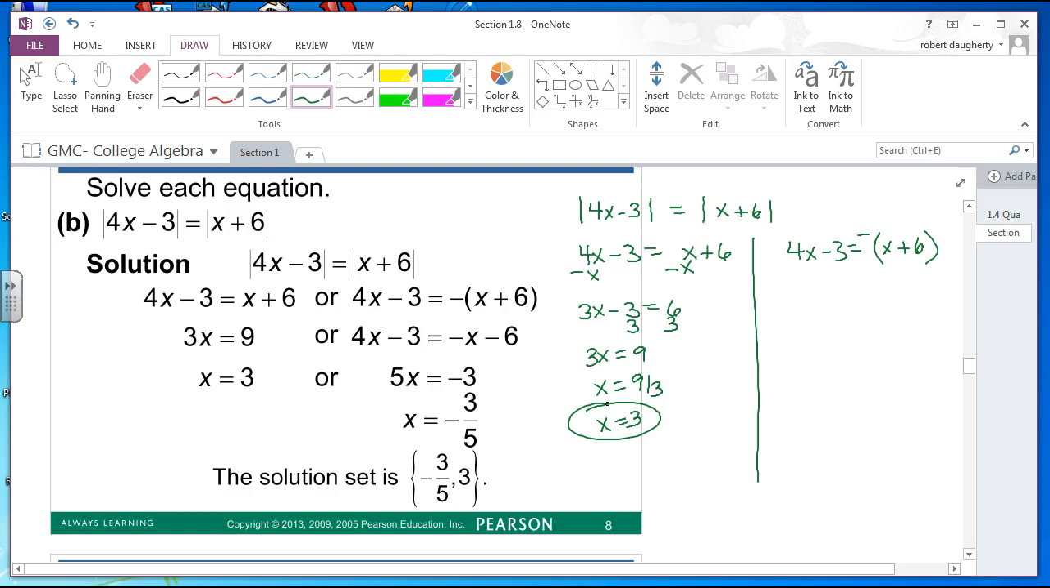If I look at the solution over here, I get 4x minus 3 equal minus x minus 6. Add x to both sides. 5x minus 3 equal negative 6. Add 3 to both sides. 5x equal minus 3, or x equal minus 3/5. So those are our two solutions.